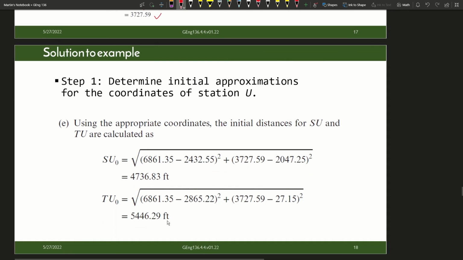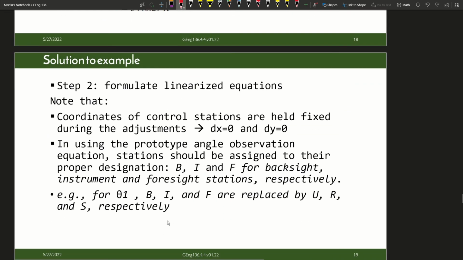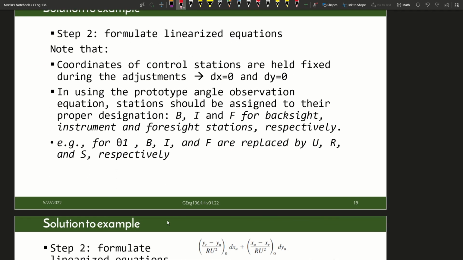Continuing, we also perform the same process for the other lines, to have the initial distance. So next is to formulate linearized equations. Again, take note that coordinates of control stations, as stated lately, are held fixed during the adjustment. So their change in coordinates, or let's say the correction of their coordinates, are just equal to 0.